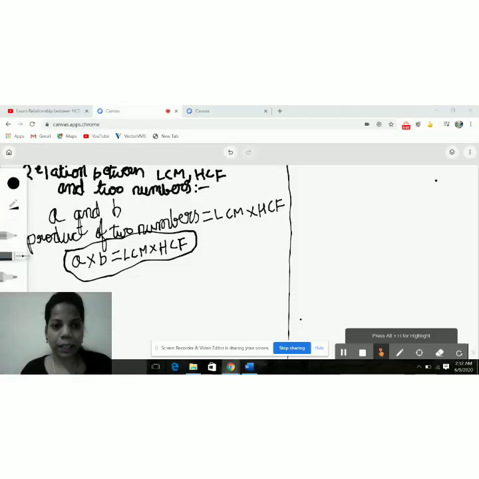The relation between LCM, HCF, and the two numbers can be given by the formula: product of two numbers is equal to LCM into HCF. So, if A and B are any two numbers, then A into B is equal to LCM into HCF. That means if we multiply the given two numbers, the answer should be equal to the product of the LCM and HCF of those two numbers.